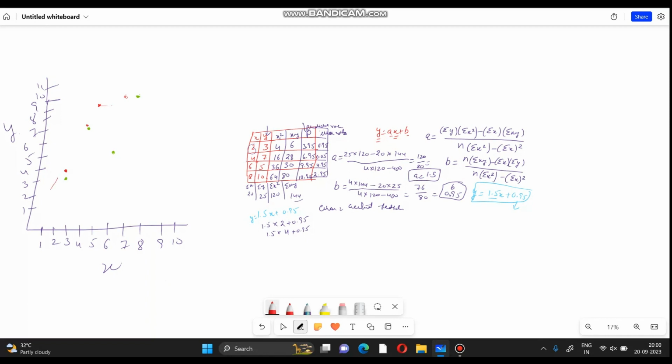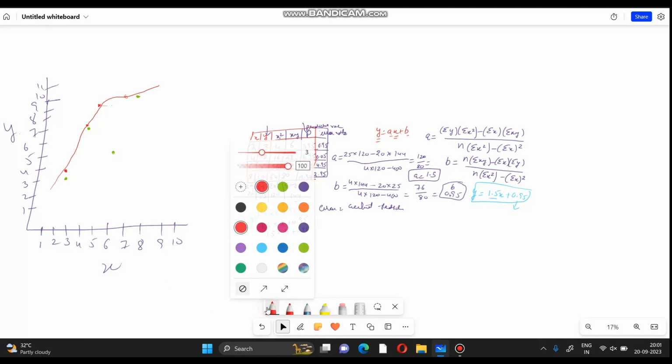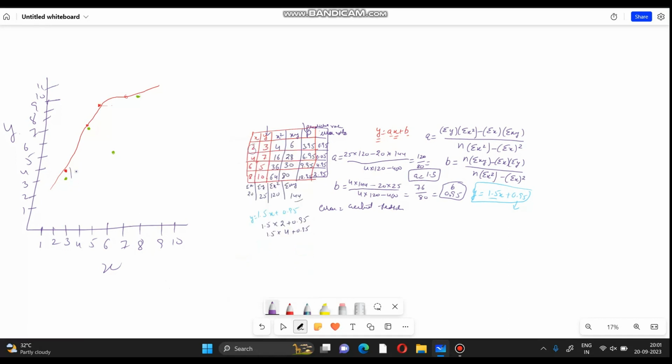Now let's draw a prediction curve over here. It goes something like this. The difference between the actual value and the predicted value over here represents the error rate. This is the error rate in this case. Similarly, likewise, the error rate can also be represented visually.